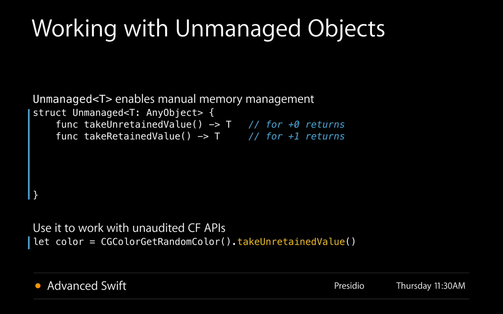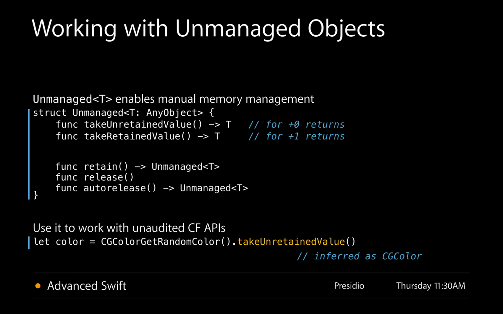Now, when we call our CGColor getRandomColor, we want to immediately use one of these two functions. So we know that getRandomColor returns at +0, so we're going to do a takeUnretainedValue of it. Now, the reason to do this immediately after the call is this gets us a CGColor, which gets us right back into automatically managing memory for you. So the window in which you have to do something with manual memory management is tiny. It's just this one little line of code where you establish what the convention is for CGColor getRandomColor.